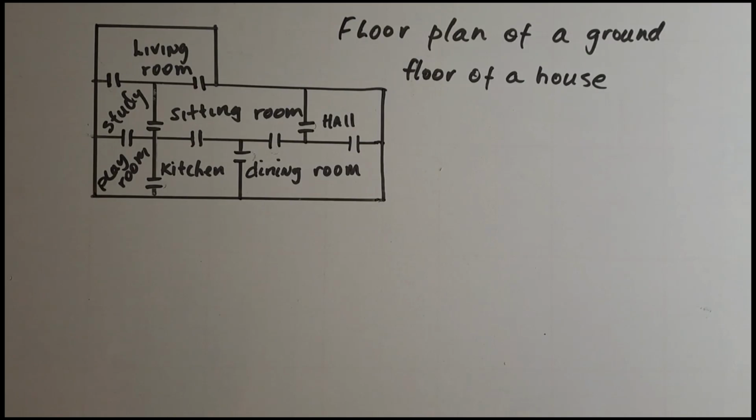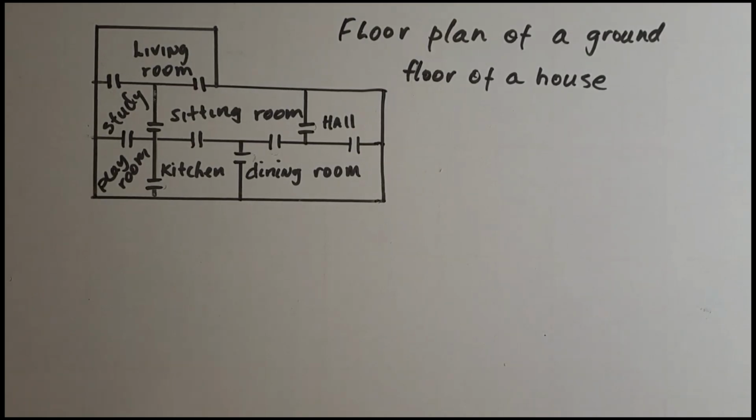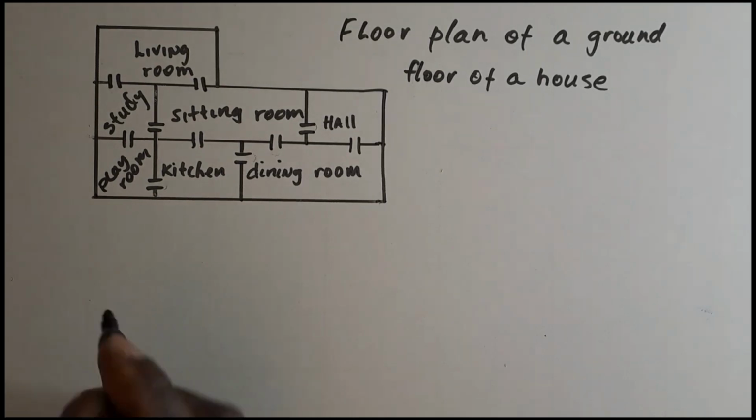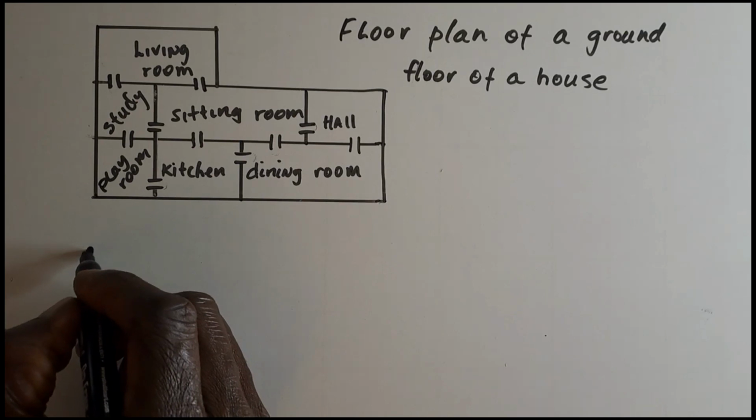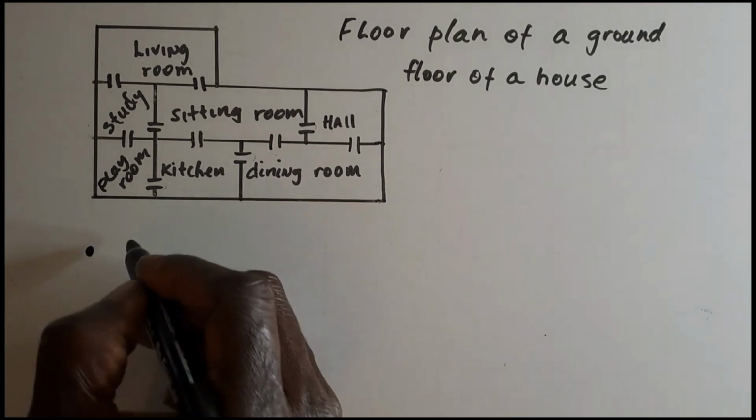Here's a floor plan of a ground floor of a house, and the task here is to represent this situation using a graph. So we'll start with a vertex that represents the living room.